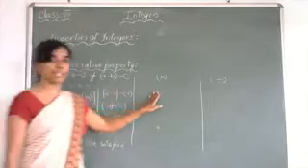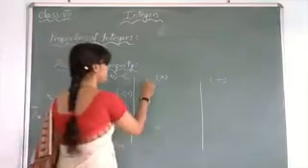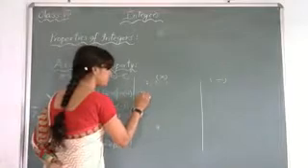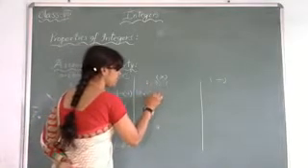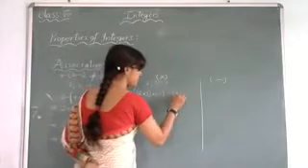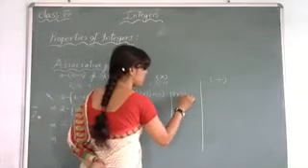Then come back to multiplication. Same numbers we will take, 2, 3, minus 1. So 2 into 3 into minus 1, or otherwise 2 into 3 into minus 1.